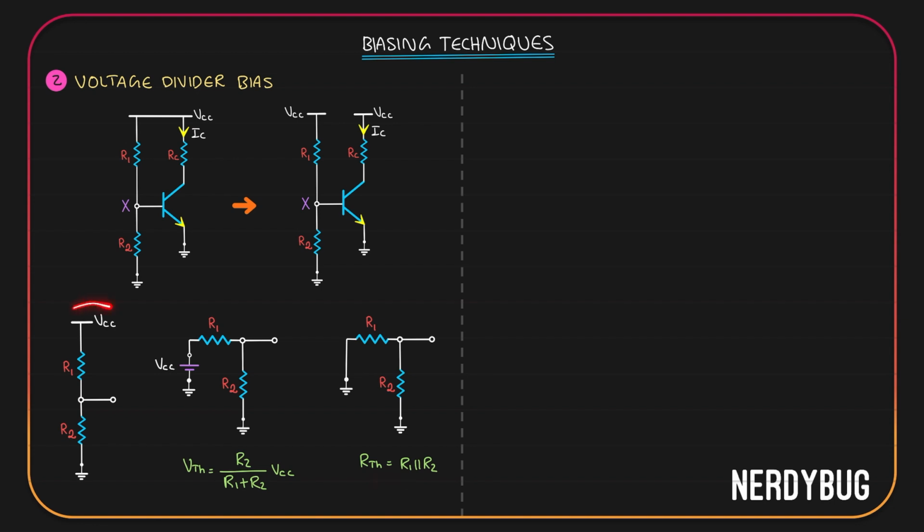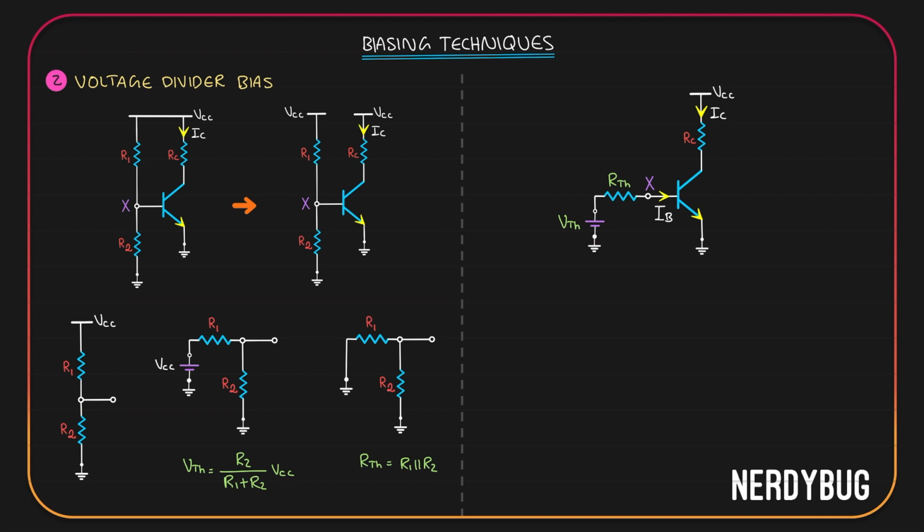Now this means whatever we have over here can be modeled as a voltage source of value R2 by R1 plus R2 times VCC that is in series with a resistor whose value is R1 parallel to R2, like this. Now, instead of connecting this to the base of the transistor, we can connect this. The circuit will work exactly the same. Let us do that. This is what we get.